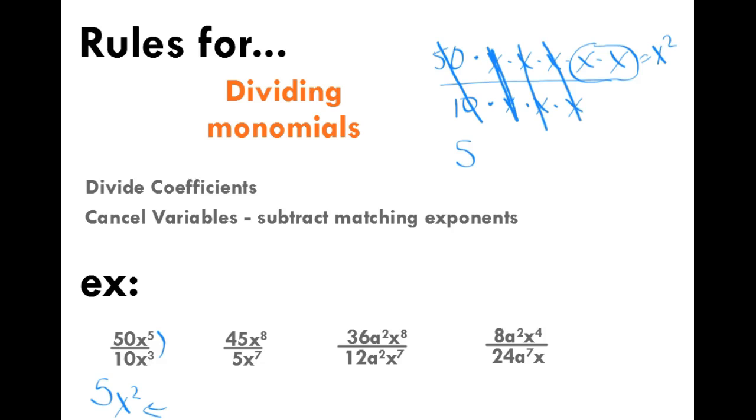All right, next, 45 divided by 5 is 9. And then 8 minus 7 is 1. Now you can put 9x to the 1 if you wanted to, but we know that that means the same thing as not writing any exponent.